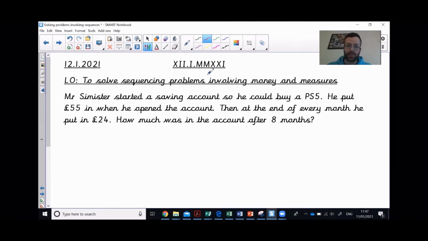So I'm going to read it again just to make sure I understand what's going on. Mr. Simister started a saving account so he could buy a PlayStation 5. He put in £55 when he opened the account. Then at the end of every month, he put in £24. How much was in the account after 8 months? So I need to underline or highlight the things I think are important. It's not really important that it's a PlayStation 5. This bit though, about £55 going in when I opened it, is important. And then this bit about the end of every month, he put in £24, and then we are trying to find out how much there was after 8 months.